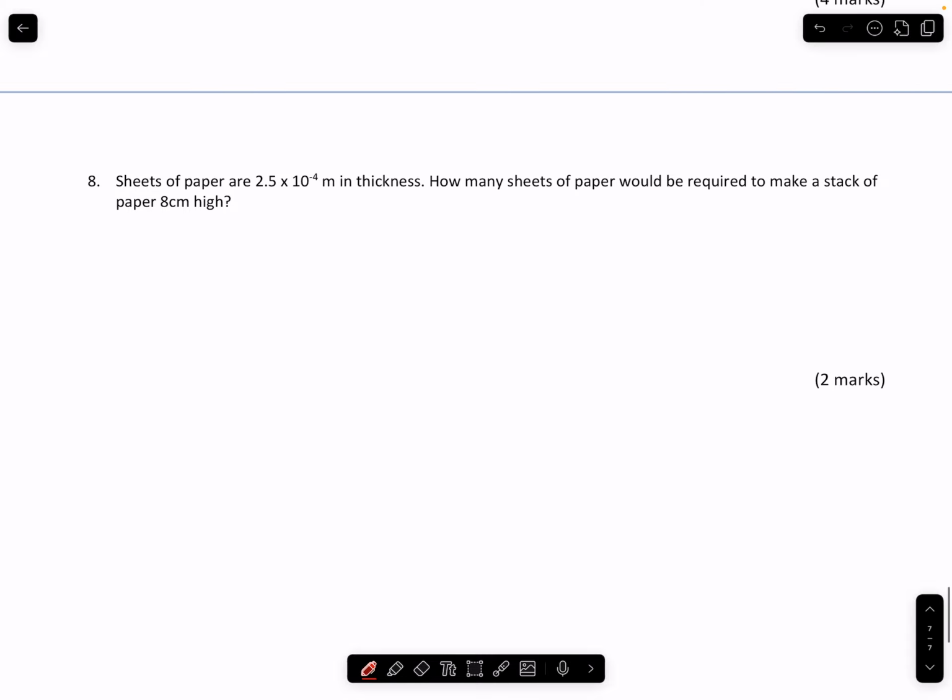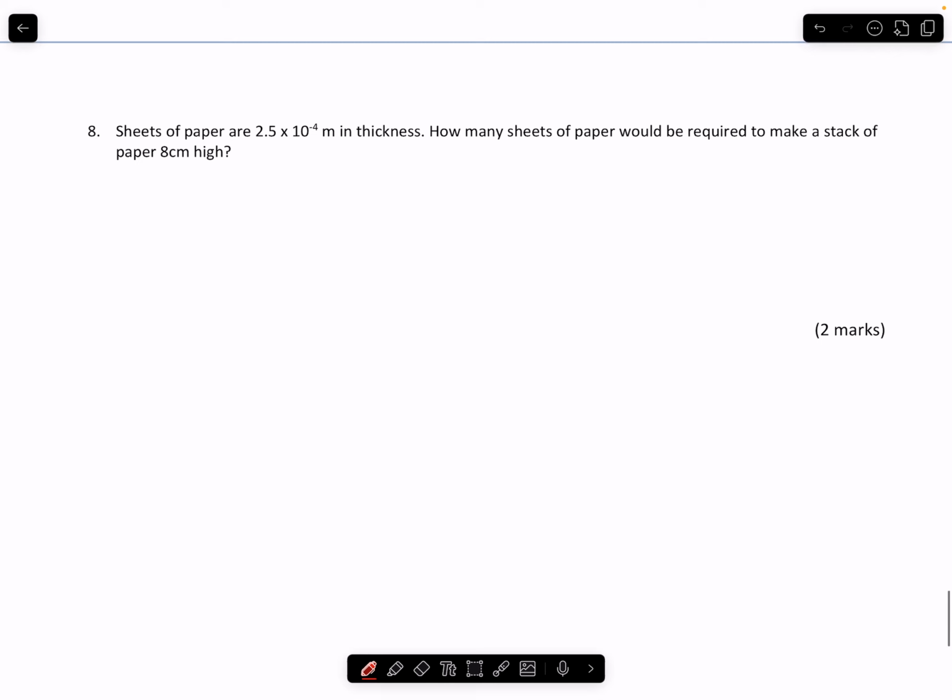Question 8, which now I do believe is the last question of the practice. Sheets of paper are 2.5 times 10 to the negative 4 meters thick. How many sheets to make a stack of 8 centimeters? Our first problem, they're not in the same units, so let's convert. Firstly, 2.5 times 10 to the negative 4 meters is 0.00025 meters. And then, how many centimeters in a meter? 100. And if I'm converting from large units to small, I multiply.